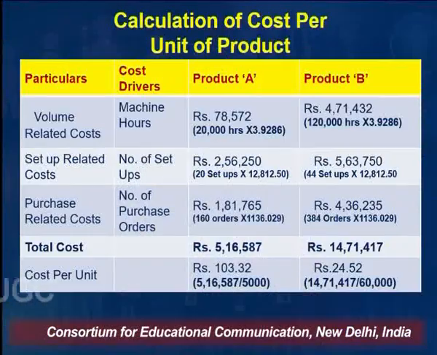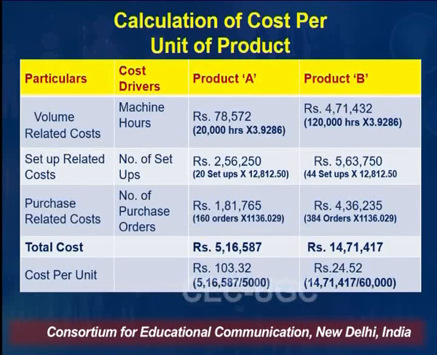Now we shall be calculating the cost per unit of product. So we have to prepare a format like this: particulars, cost drivers, and if you have two products, here we have two products, for both the products we are having two columns. So first we'll start with the first cost driver, that is machine hour. What is that cost which is related to this? That is volume related cost. So we are having a total of 20,000 hours for A, and the cost we have just calculated previously.